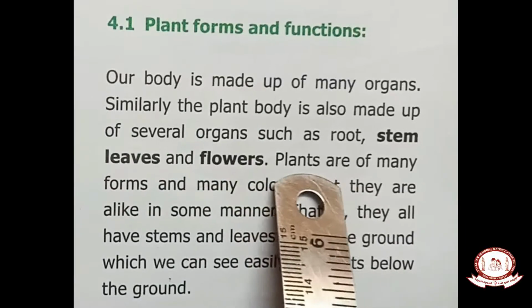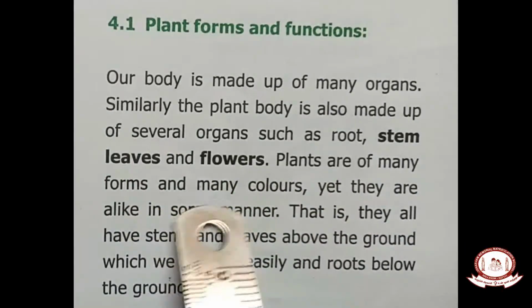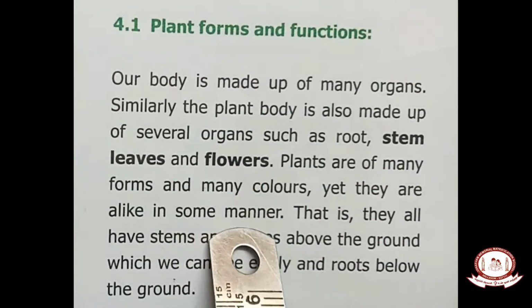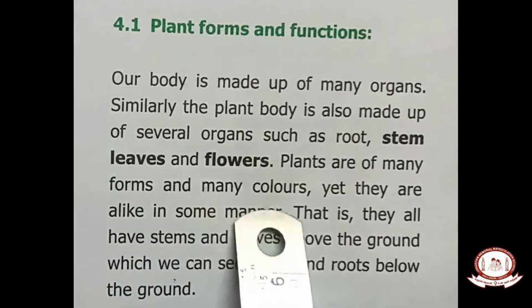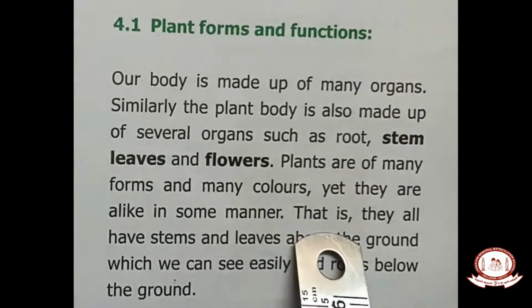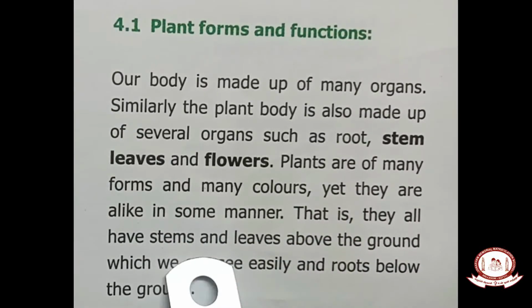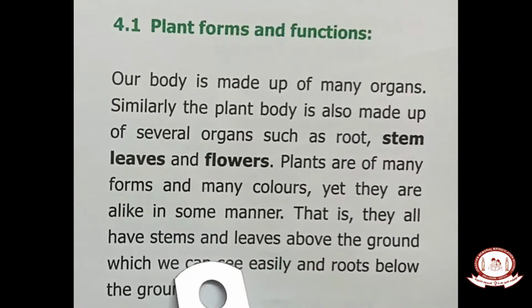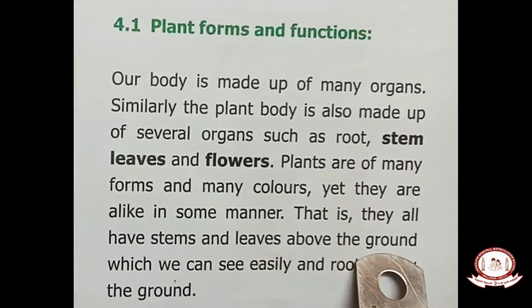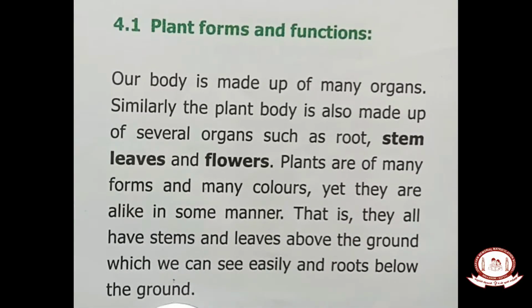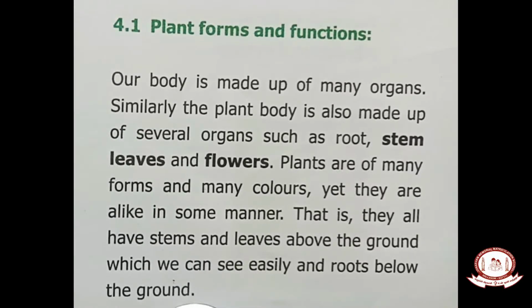Okay, the plants are of many forms and many colors, yet they are alike in some manner. They may be of different color or different structure, but they have some common characters. That is, they all have stems and leaves above the ground, which we can see easily, and roots below the ground. The roots are seen below the ground and the stem is seen above the ground.